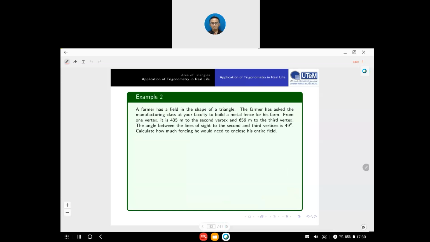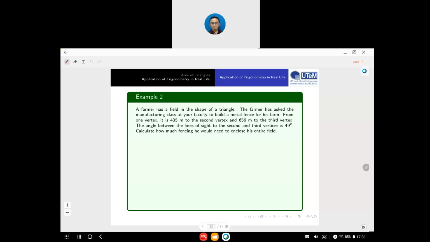Okay, now look at example 2. A farmer has a field in the shape of a triangle. The farmer asks the manufacturer class at your faculty to build a metal fence for his farm. From one vertex, okay, vertex means the point, it is 435 meters to the second vertex, and 656 meters to the third vertex. The angle between the lines of sight to the second and third vertex is 49 degrees. Calculate how much fencing he would need to enclose his entire field. Means that you want to find the summation of the sides of your triangle.